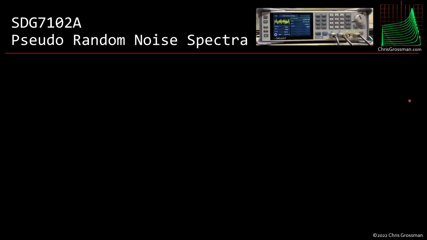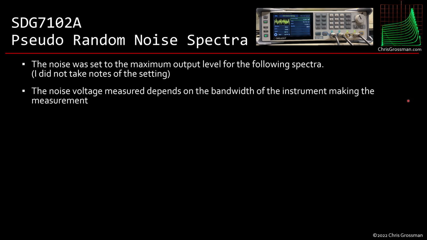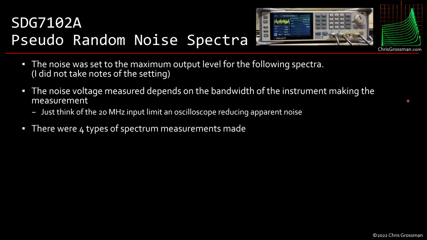Let's look at the pseudo-random noise spectra. The noise level was set to the maximum for the following spectra I measured, but I didn't take note of the setting. The noise voltage depends on the bandwidth of the instrument making the measurement. Just think of the 20 megahertz input limit on an oscilloscope reducing the apparent noise.